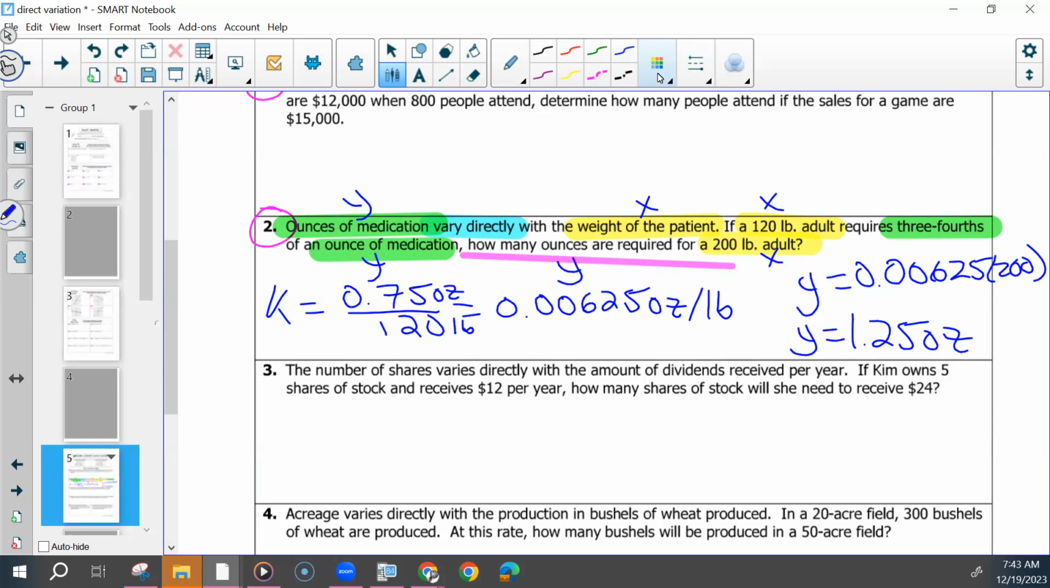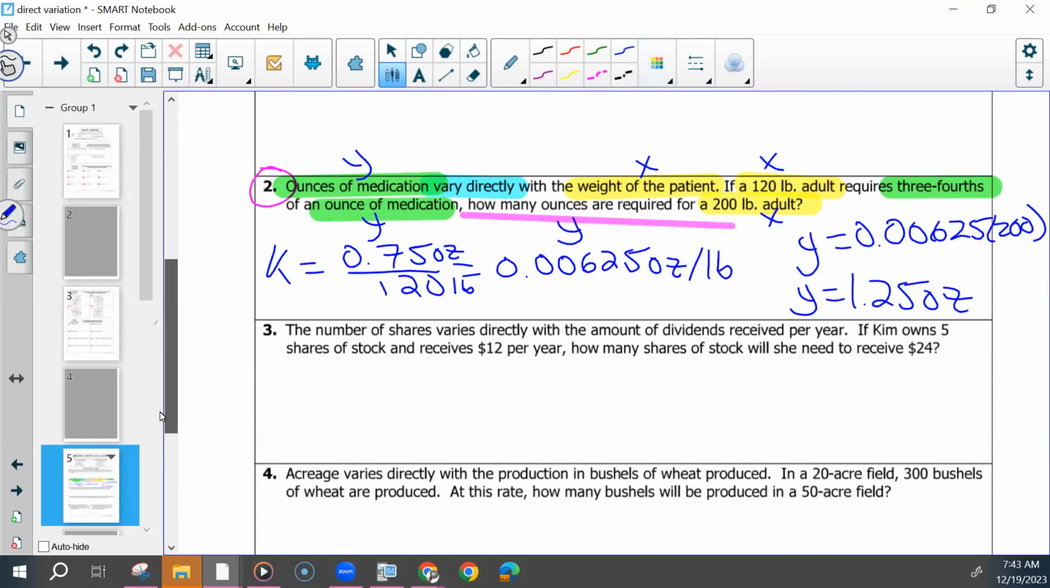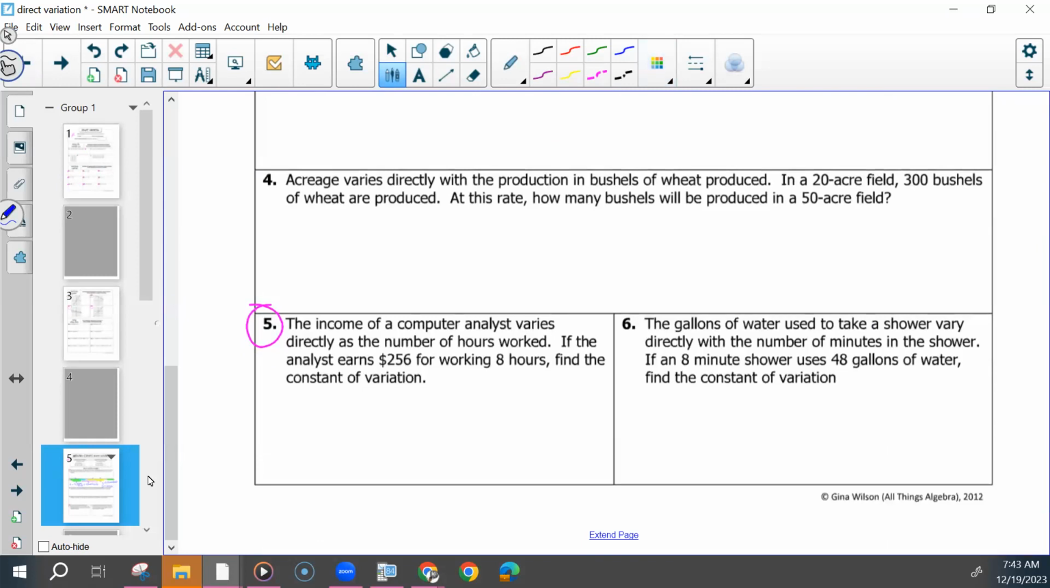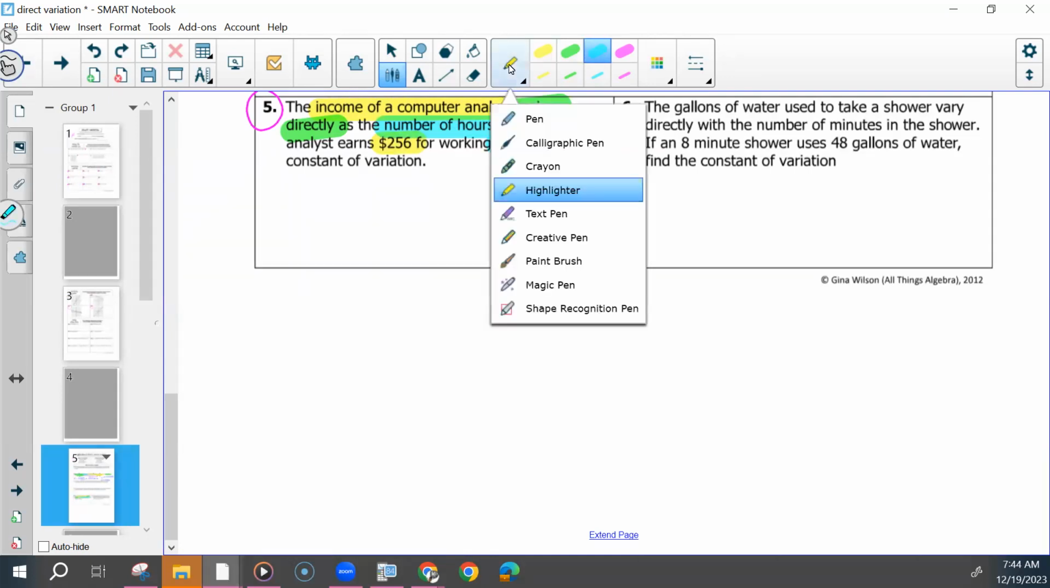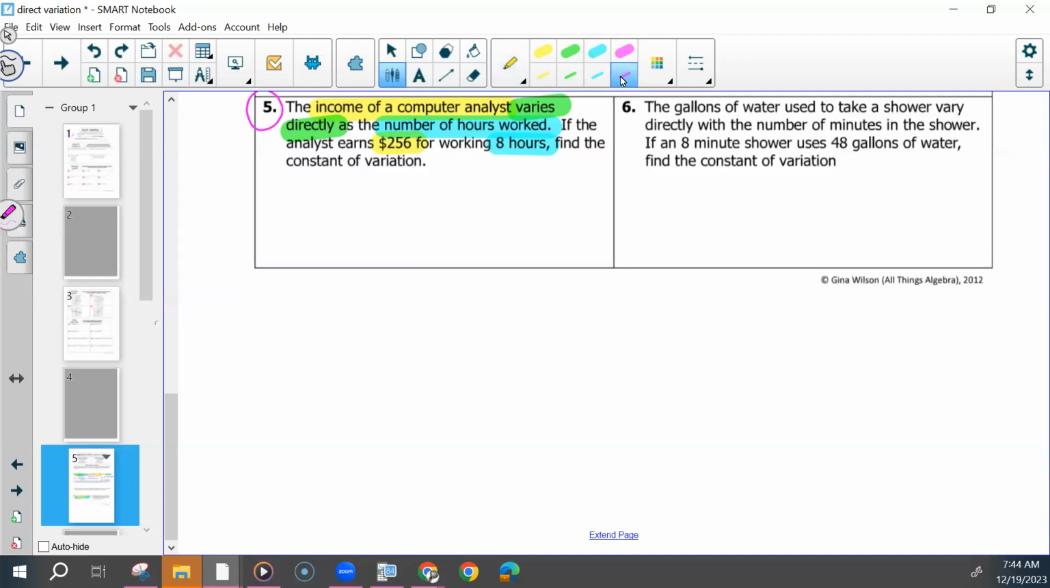All right, we're going to do one more that you guys want to see, and then move on to inverse. So number 5. The income of a computer analyst varies directly as the number of hours worked. If the analyst earned $256 for working 8 hours, find the constant of variation. What is important there? Varies directly. The income of the computer analyst, the number of hours worked, and then our actual two numbers, 256 and 8. And what are we looking for? The constant.